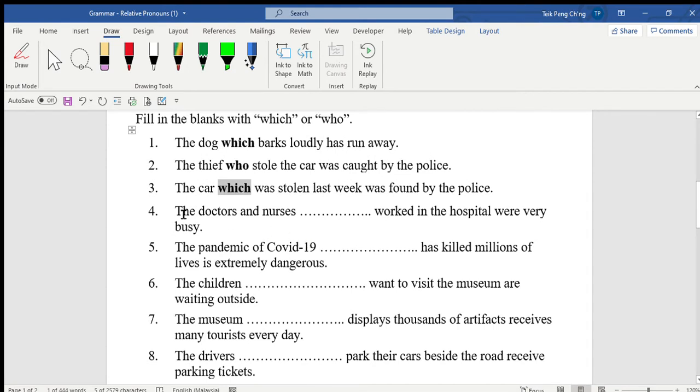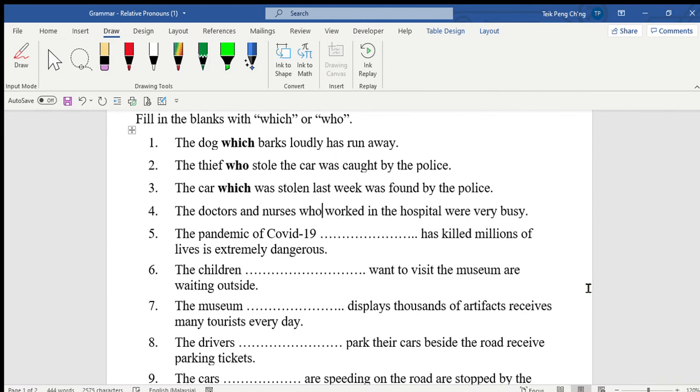Number 4, the doctors and nurses. Okay, now look at the subject here, ya. The doctors and nurses. Doctors dan jururawat, okay, adalah manusia. So we have to use who. Who worked in the hospital were very busy. Okay, now look at this, ya. Doktor-doktor dan jururawat yang kerja di dalam hospital itu, in the hospital, were very busy.